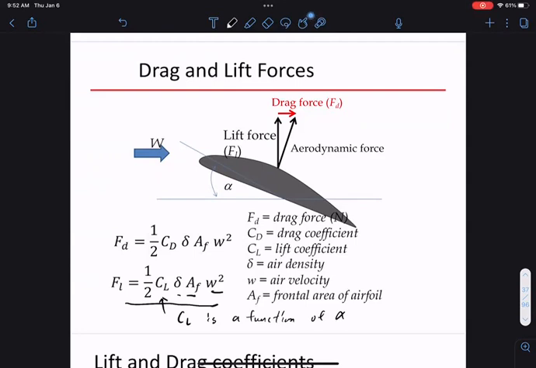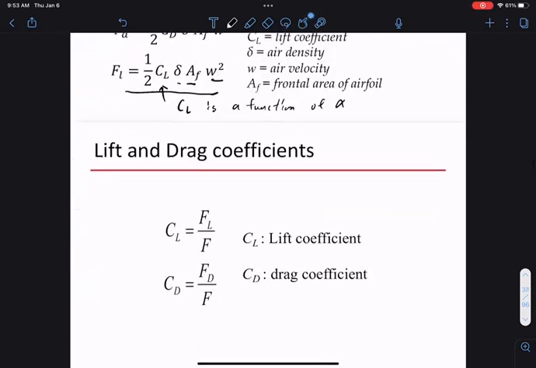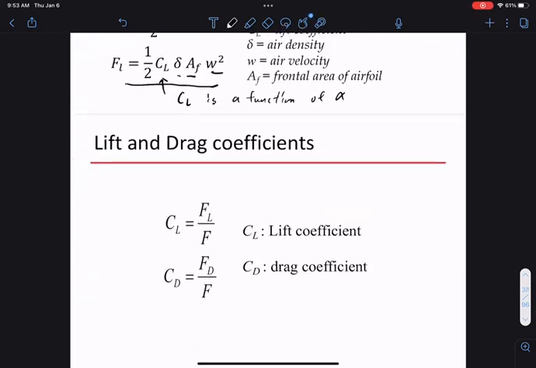Okay, so as you change alpha, there's a different amount of stuff you can extract from it. A different amount of lift you can extract from the total force. So our goal is basically to maximize this number, this lift force. The coefficient just means the amount of force that's lift divided by the total force. That's the lift coefficient. The drag coefficient is similarly the amount of force that's drag divided by the total force.